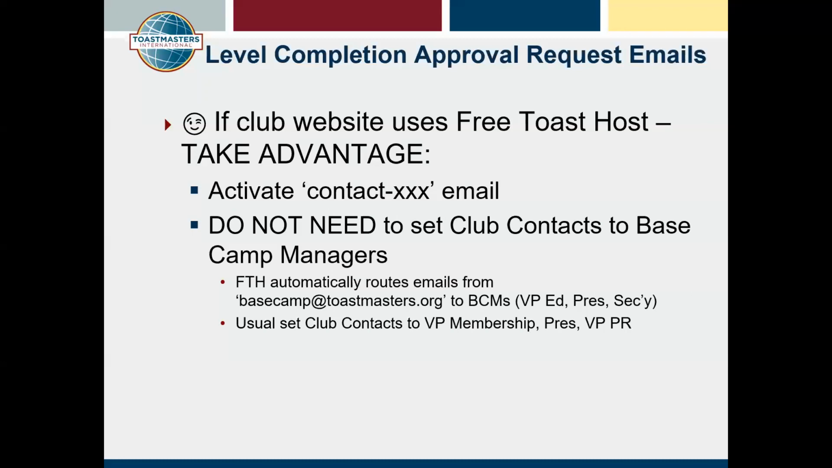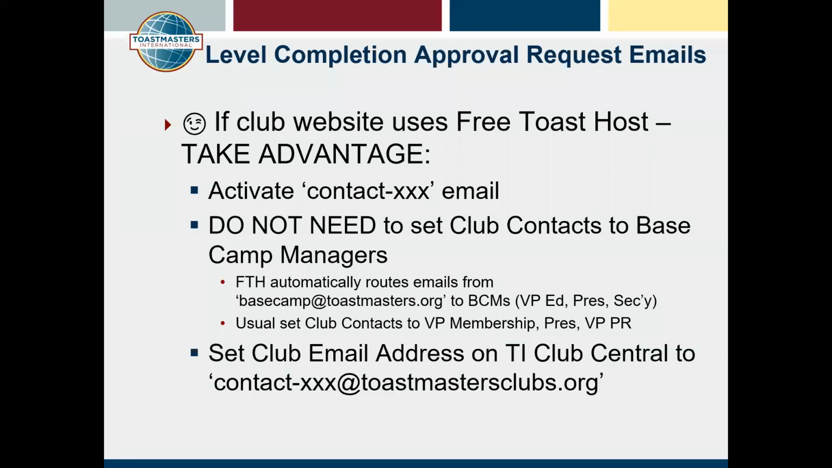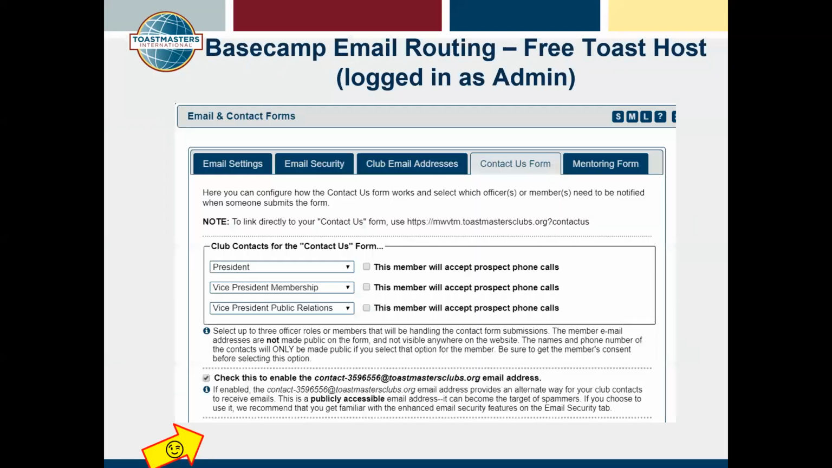And usually we set the club contacts to different members or different officers. We usually set that to the VP of membership, maybe the president, maybe VPPR, and you'll see this in the next page. And so this is a case where Free Toast Host is smart enough to actually redirect mail to different places depending on where it came from. And so if you activate this, then you need to set the club email address on Toastmasters International Club Central to that contact-xxx@toastmastersclubs.org. Let me show you that.